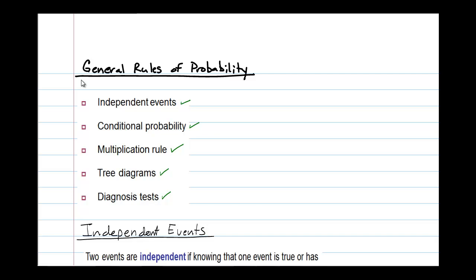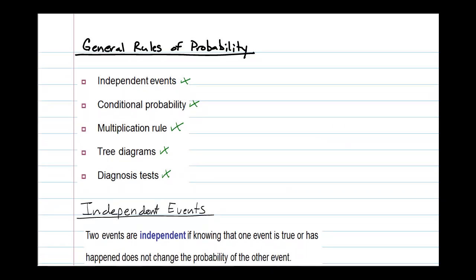In this chapter we're going to be expanding on the basic rules of probability that we've already talked about and be looking at some more general rules of probability. We're going to be looking at independent events, conditional probability, and along with conditional probability we'll be looking at joint and marginal probability as well. We'll be talking about the multiplication rule, using tree diagrams to organize information to help us determine probabilities, and then looking at diagnostic testing. To get started, let's go ahead and look at independent events.